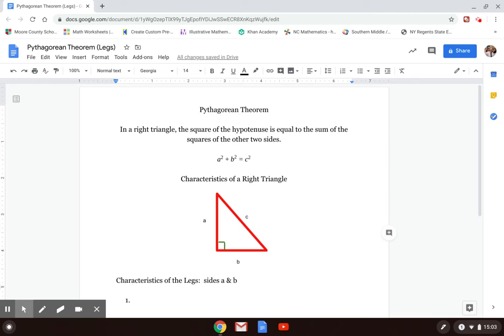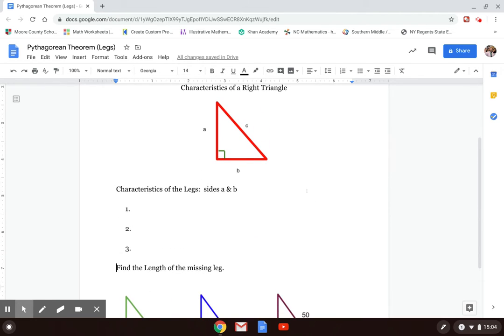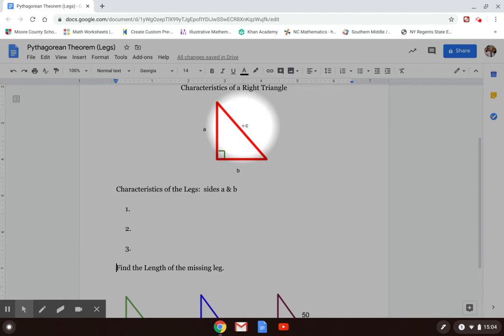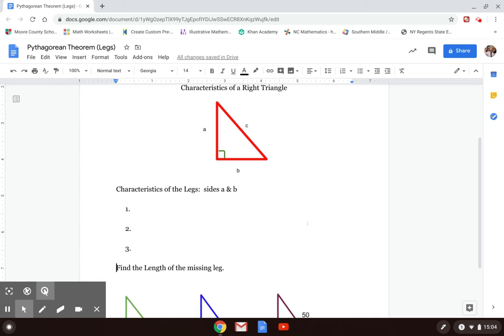So, having said all of that, let's start with just the basic review of the Pythagorean theorem, which tells us that in a right triangle, the square of the hypotenuse is equal to the sum of the squares of the other two sides. So remember that the Pythagorean theorem only applies to right triangles, and it's a squared plus b squared equals c squared. And as we look at the characteristics of the right triangle, we've already learned that side c right over here is the hypotenuse. We've spent the past 2 days learning that.